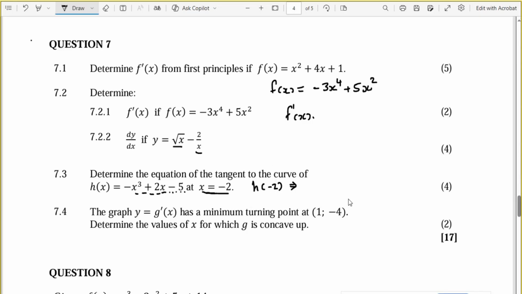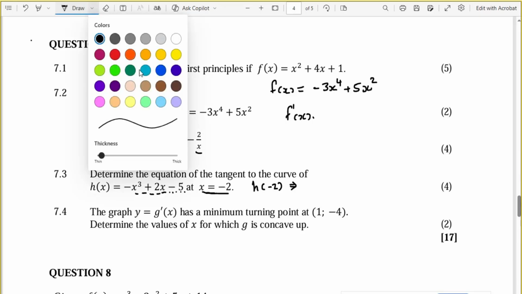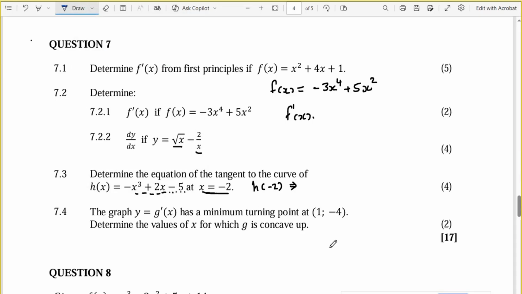Okay, so first things first, I need you to use a calculator. Punch that on the calculator. Tell me what you get. What is h at minus 2? On the calculator, where there's x, you put minus 2. What do you get? Because this is h at minus 2, it's equal to minus into minus 2 to the power of 3, then plus 2.